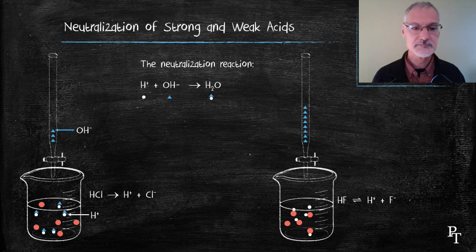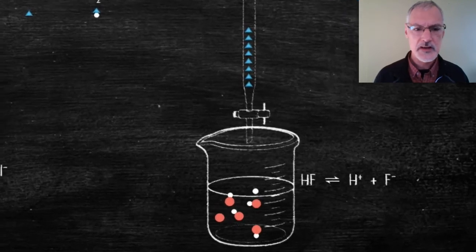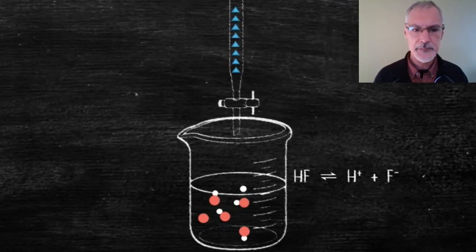Now, let's look at the situation in a weak acid. I have hydrofluoric acid over here on the right-hand side. Only one of the molecules that was placed in dissociated. So I'll begin by adding my base. The hydroxide then neutralizes that hydrogen ion.